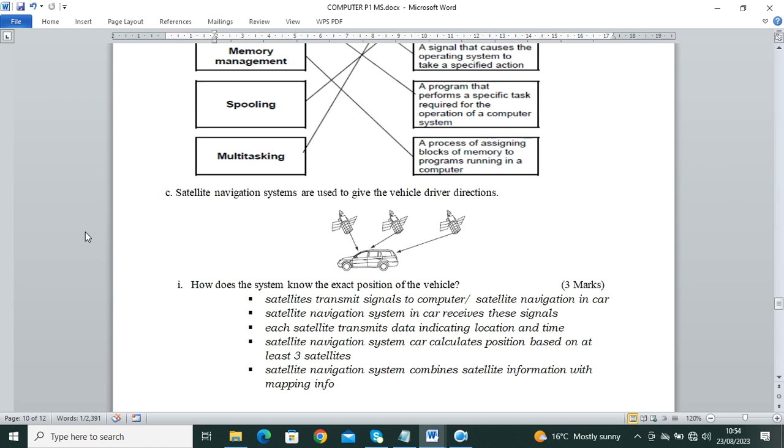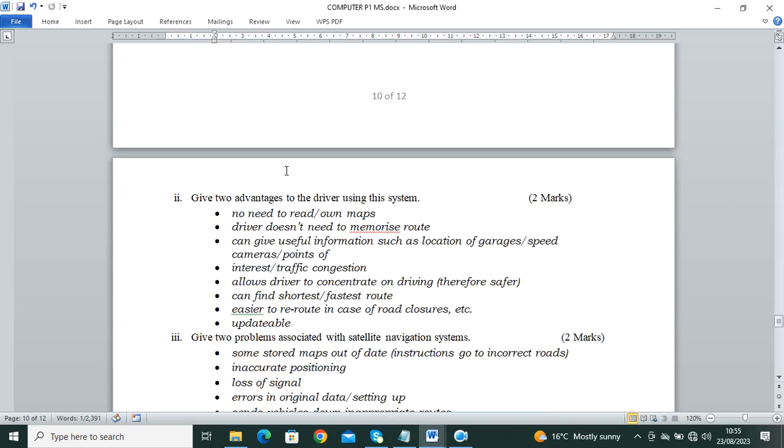Each satellite transmits data indicating location and time. The satellite navigation system can calculate position based on at least 3 satellites. The satellite navigation system combines satellite information with the mapping. Guys, you can just download copies of this for more scrutiny.